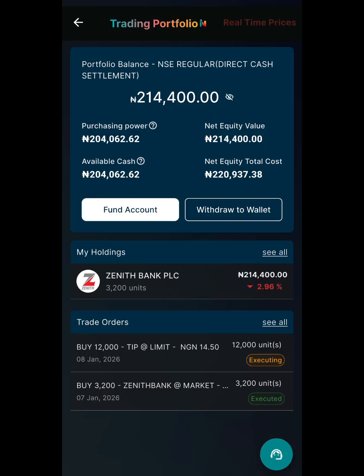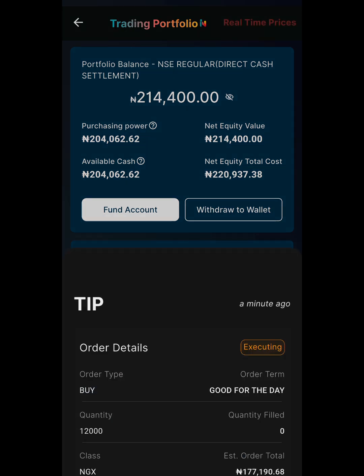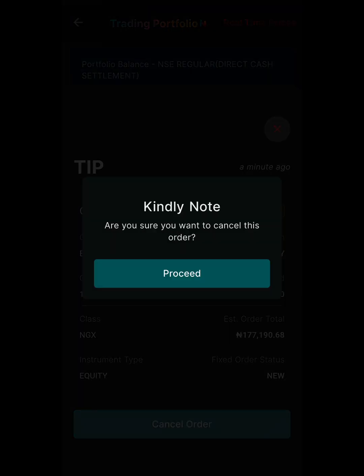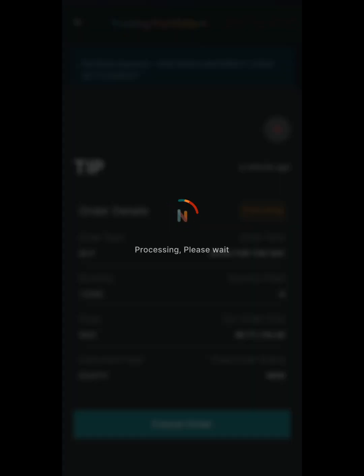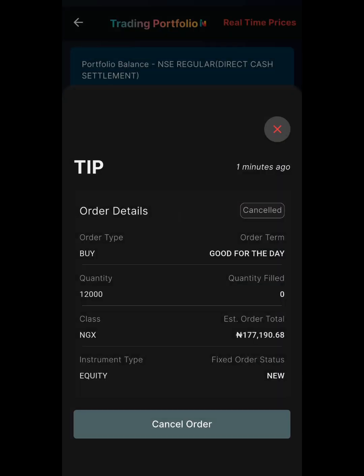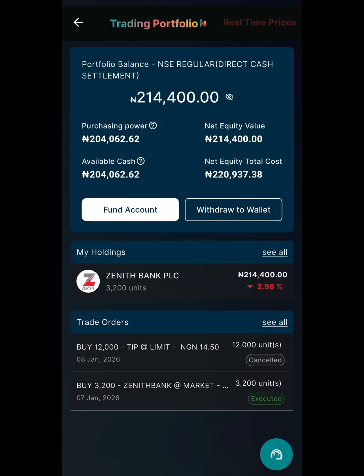Again, if you want to buy this stock now, you don't have to use a limit order. You can just cancel the order. Let me cancel it. I don't even know if there's a cancellation fee. I don't think there is. So I have cancelled it.